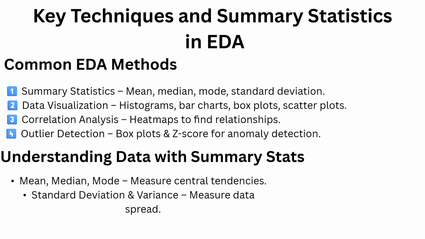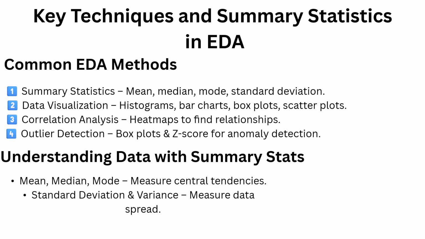Second one is data visualization, making sense of data with visuals. First is the histogram and bar chart, second is box plots, and third is the scatter plot. A histogram shows the distribution. A box plot is for detecting outliers, and a scatter plot is used to find relationships between variables. For example, a scatter plot showing the relationship between age and movie preference.